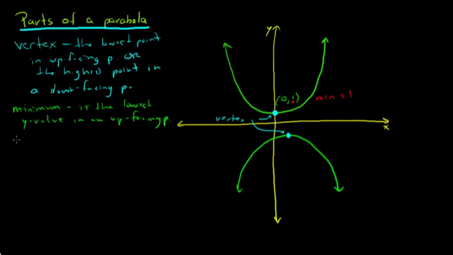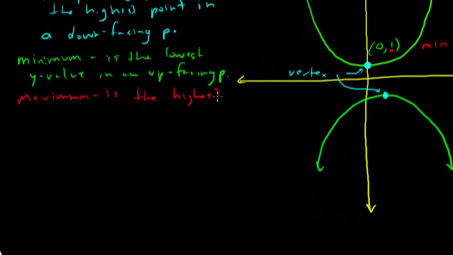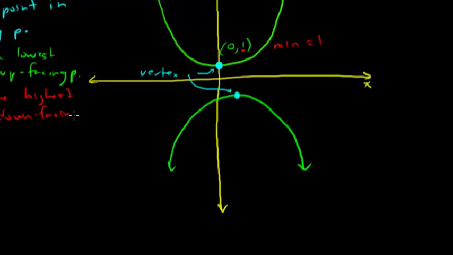So you can probably guess what it will have is a maximum. And a maximum, quite simply, is the highest y value in a down-facing parabola. So quite simply, if this is (0, -1), then the maximum will be the highest y value. So the max equals -1. And that's it. Vertex, minimum, and maximum.